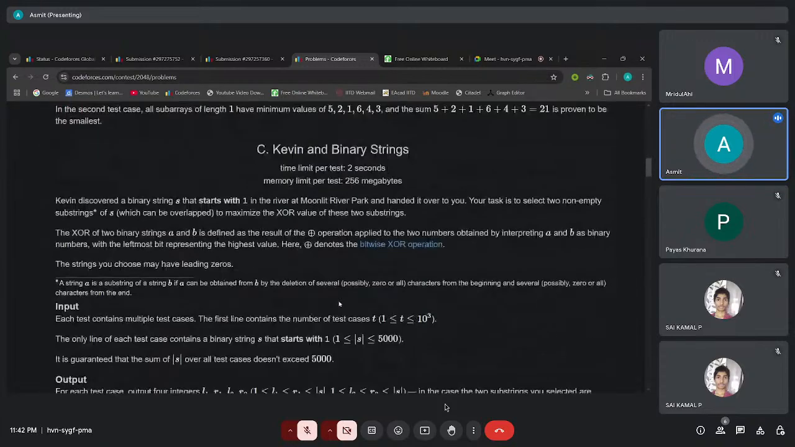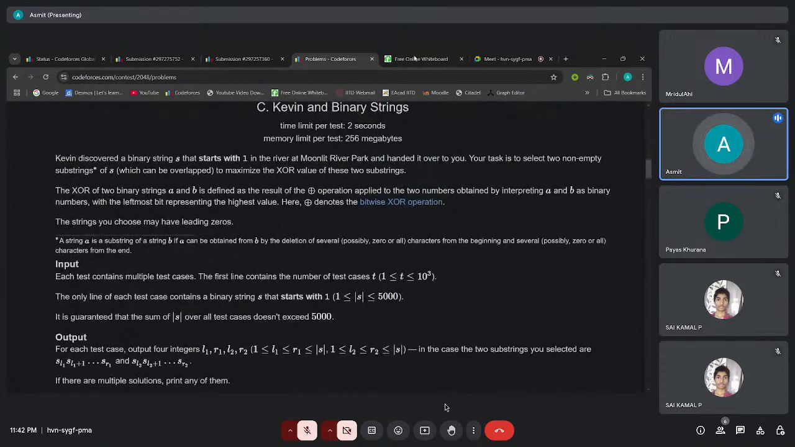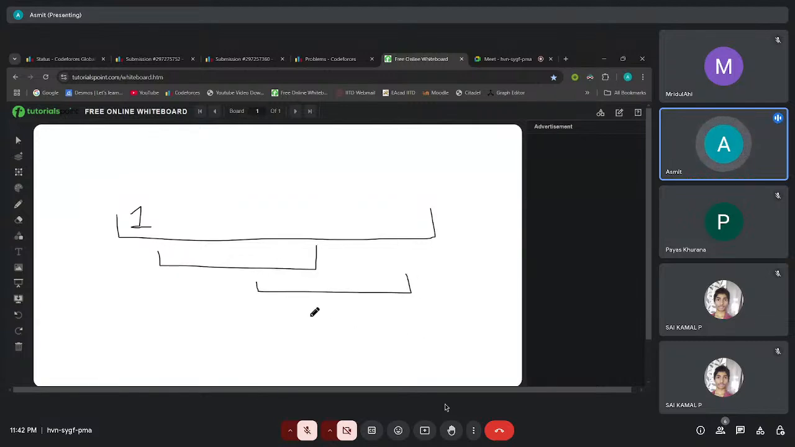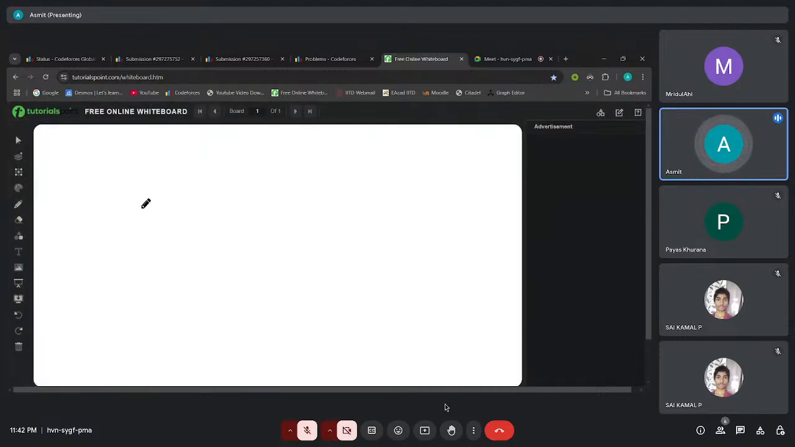Now we move on to problem C. In problem C, we have been given a binary string which starts with a 1. Now we have to choose two substrings, let's say A and B, such that the XOR of these two substrings is maximized. So observation number 1 is that, let's say we do not choose the whole string as any of A and B. We choose some of its proper substrings.